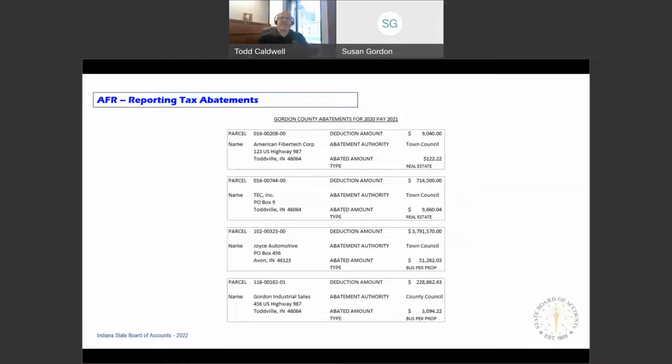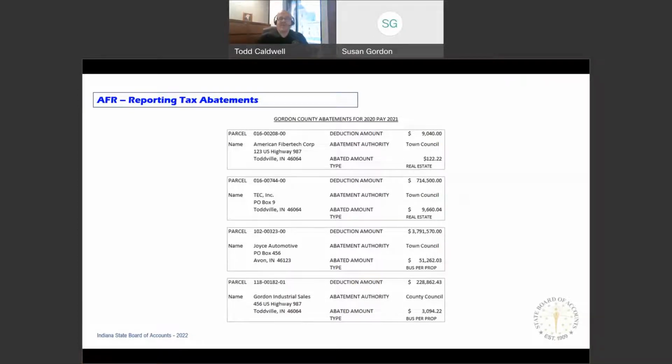So let's take an example and go through some of the information that you'll be needing to get from your county auditor, how that's going to look when you get it, what you do with it, and how it's going to go into the annual report itself.